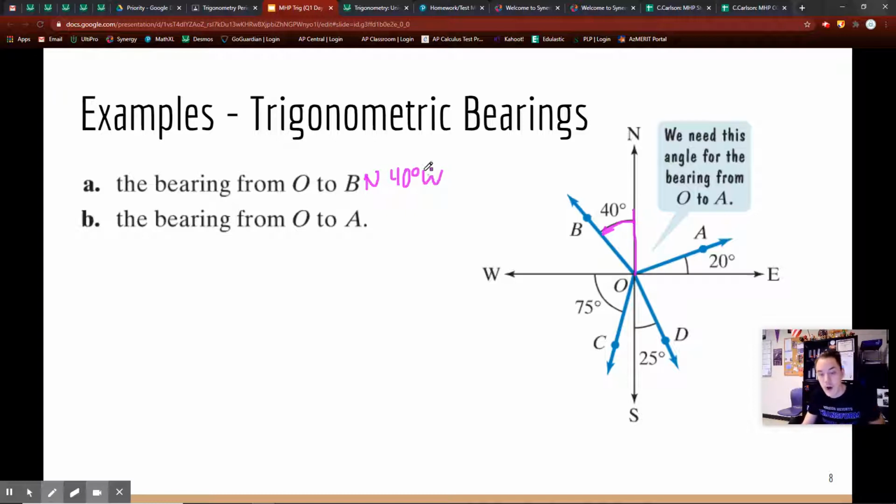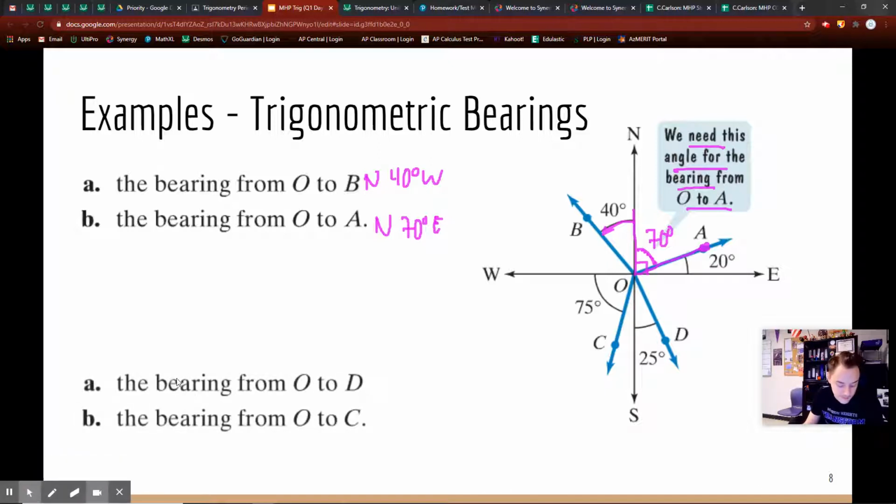Okay, O to A. This one's a little bit tricky, because I don't have this angle. I would go north, right? But here's the problem: we need to find this angle from O to A. So what is that angle? Well, if this whole thing is 90 degrees, then this must be 70 degrees. And so if I go north and then over 70 degrees east, I get to A. Remember, you need to do north or south first. So north, then 70 degrees, and then east.